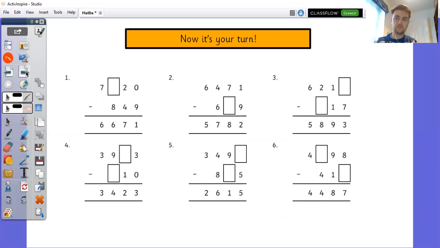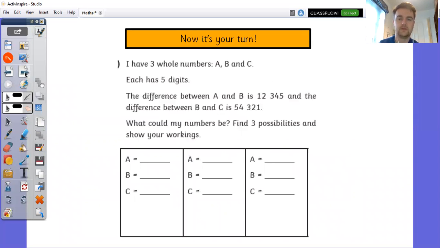Being very careful to make sure that you take into account the fact that you may have to exchange at some stage as well. With these questions, always do the sum to check at the end, because it might be that you've made a little bit of a mistake sometimes. And finally, a more open-ended one. So I have three whole numbers, A, B, and C.